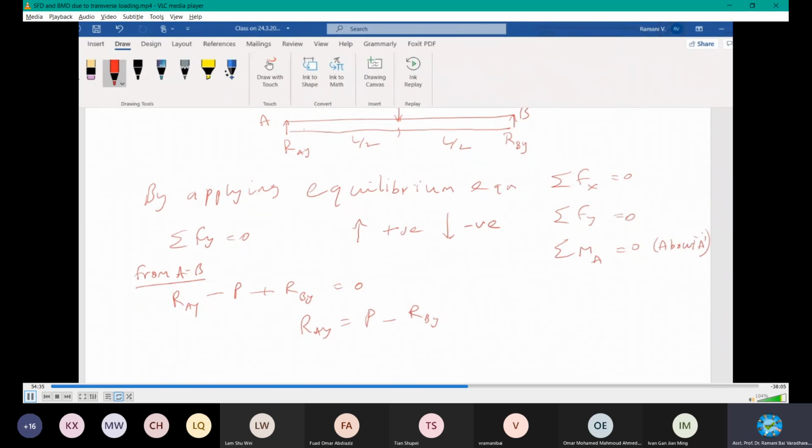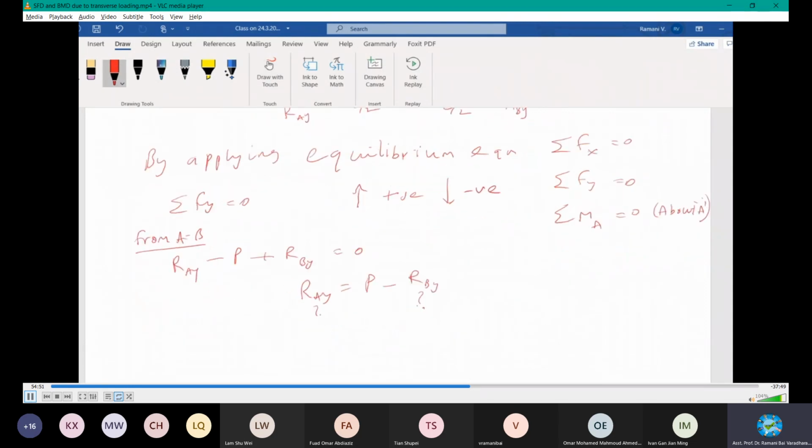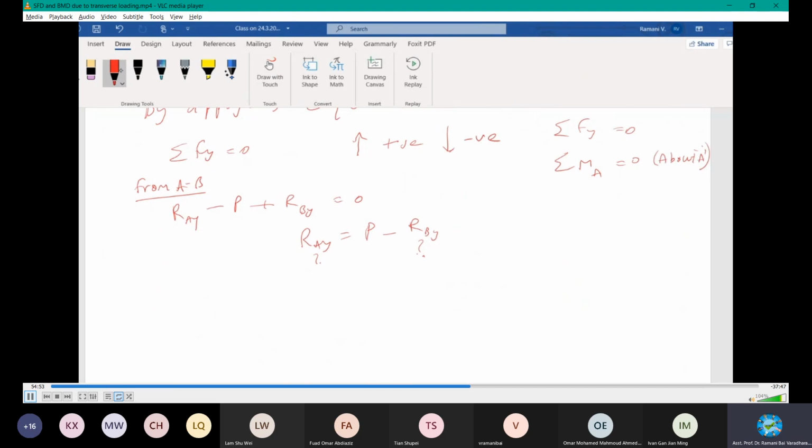How much is RBY? To find out RBY, better we go for another equation, because two unknowns must have two equations. This one is also unknown, this one is also unknown. So we need one more equation to solve. We need two equations to solve two unknowns. So we move on to apply the third equilibrium equation. Take moment about A and equate to 0. Let's take the third equilibrium equation so that we can get the unknown.